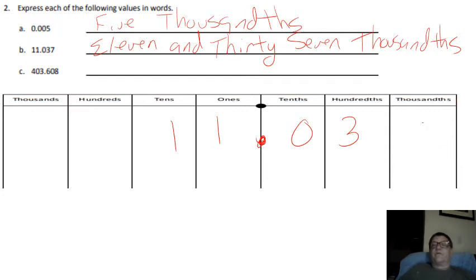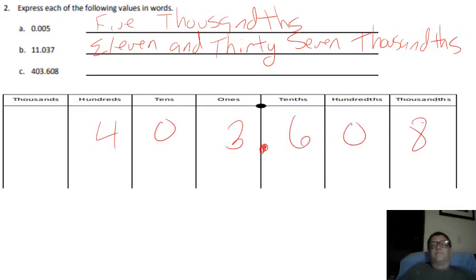See, the place value chart helps us identify that final place value we have to write in. Now our last one, we know it's 403.608. Now, we're going to read the first part of this just like a normal number. So that's 403. Not 403, because that would put the decimal here.